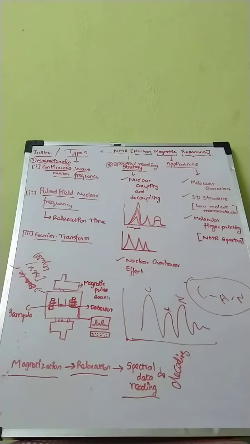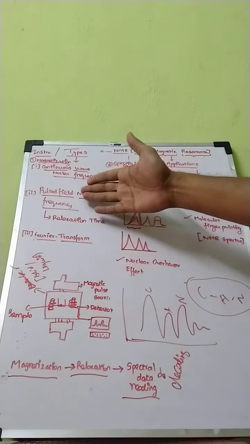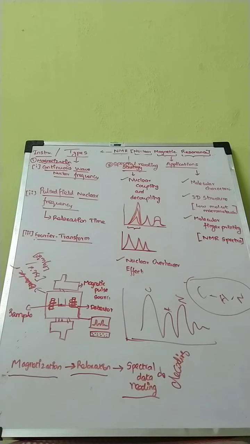And how is this executed? It is done in three stages. As I told you, the first stage is magnetization, where you subject the sample to magnetic stimulation, which is done in three ways. First one, continuous wave nuclear frequency. This is a conventional, traditional method where you are continuously eliciting the atoms of a given molecule in a consistent magnetic condition. It's like now you are playing with a magnet.